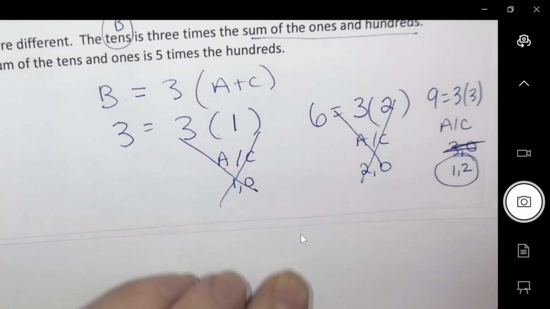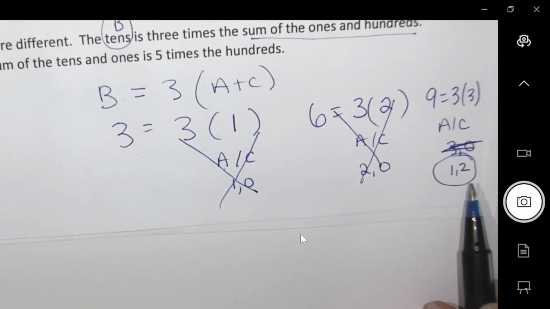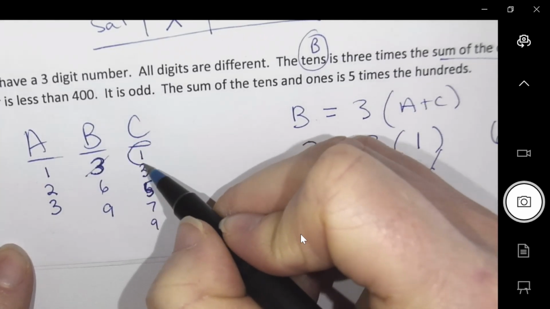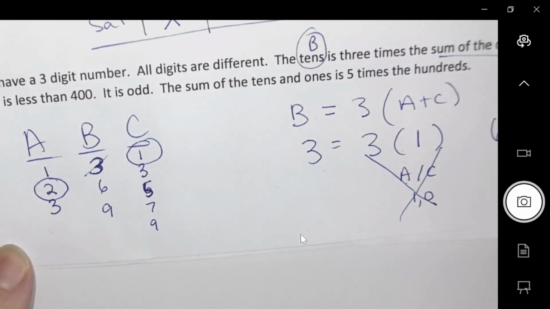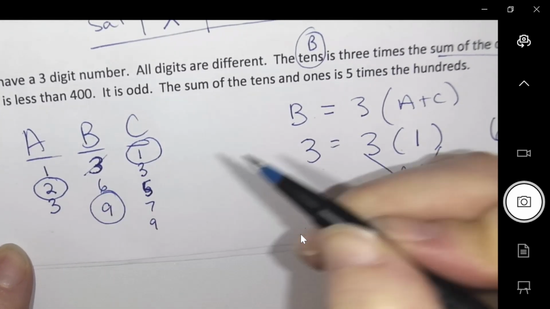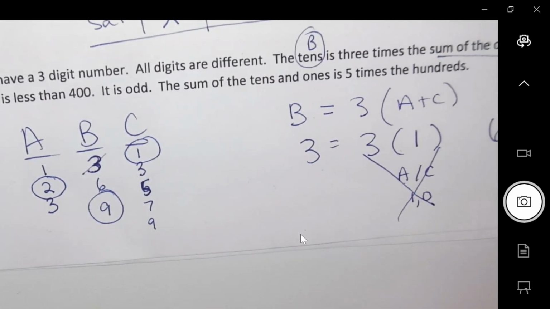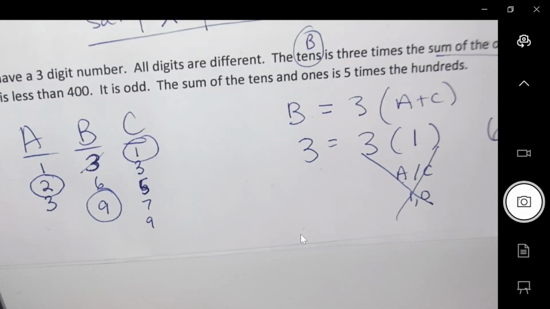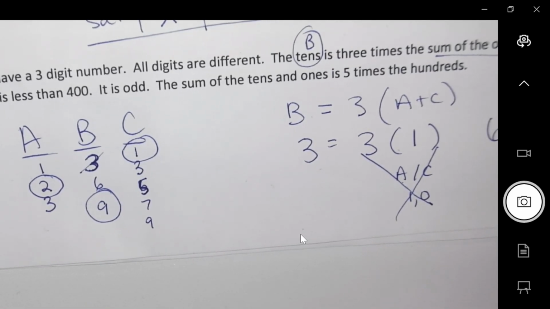So A and C have to be 1 and 2. It has to be a 2 for A because C can only be 1, which would make the B a 9. 291. It's less than 400. It's odd. And if I add the outsides, they are 3 times the middle. I didn't even need the last statement. There was another statement and I didn't even use it.